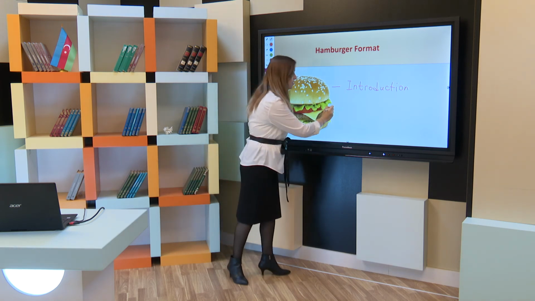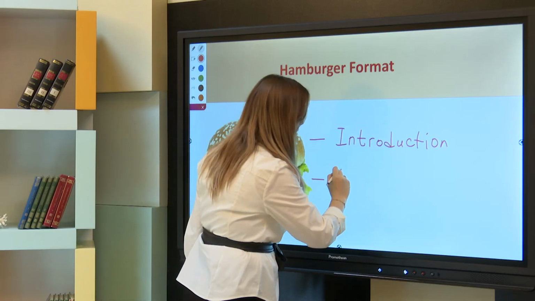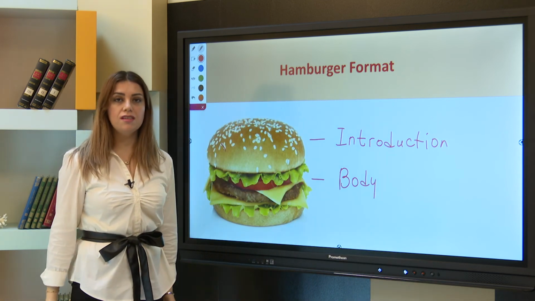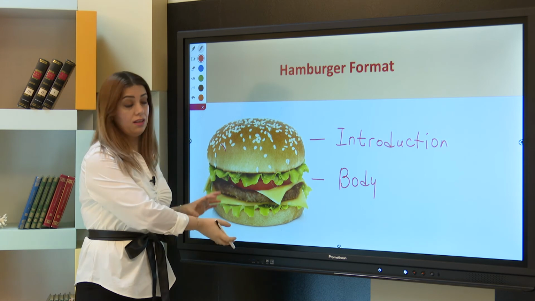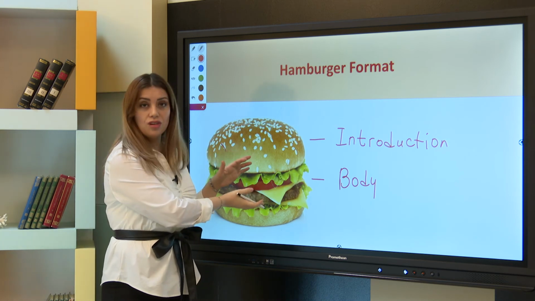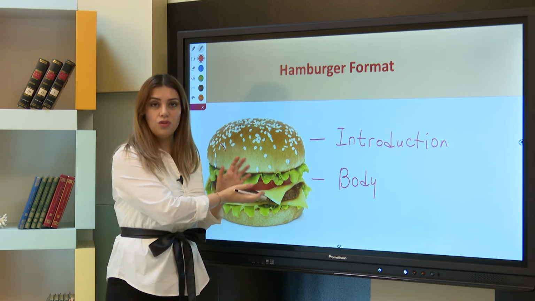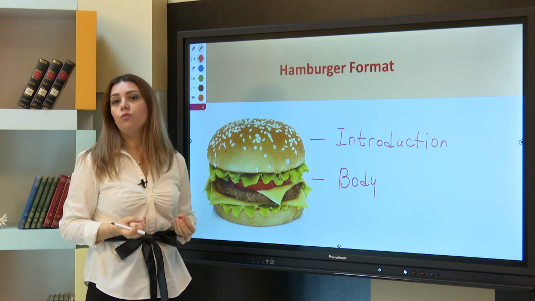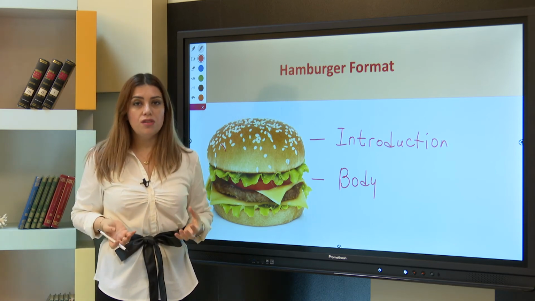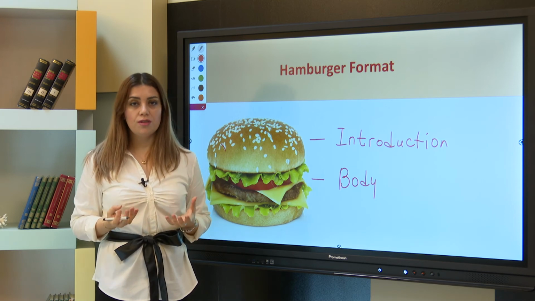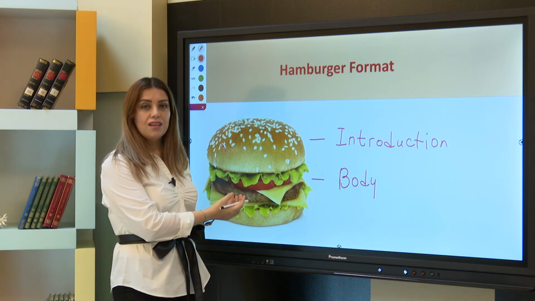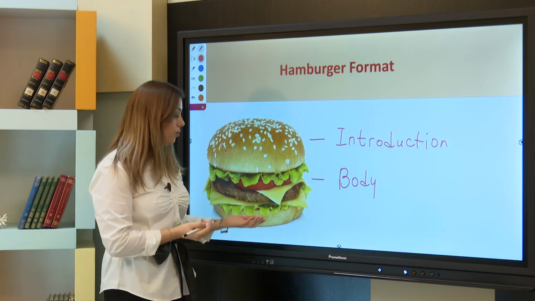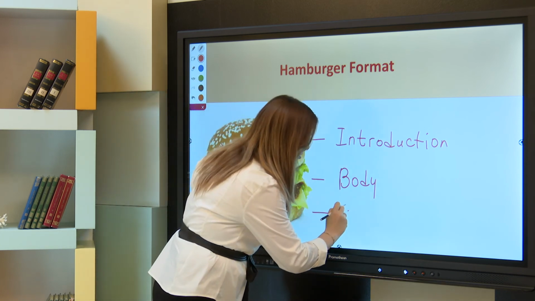And the second part is body part. If you remember, the body part is the main part of our story. Like in this hamburger, this meat, cheese, etc. is the main part. Like this, the body part of our essay is the main part because we have everything there. If you make your body colorful, if you put enough information there, it will be attractive, interesting, like a tasty hamburger. If you compare it, you will understand better. And the final part of the hamburger, of our essay, is called conclusion.